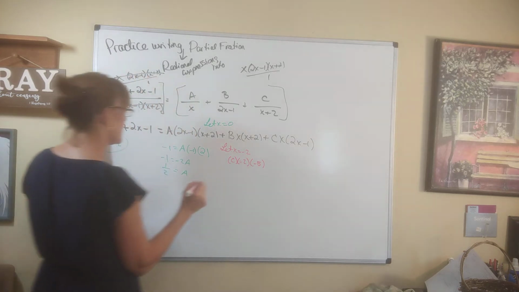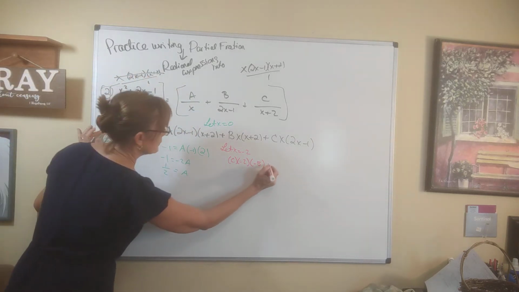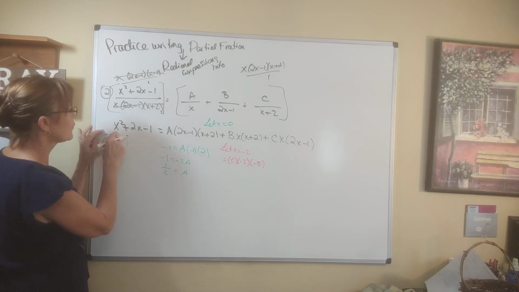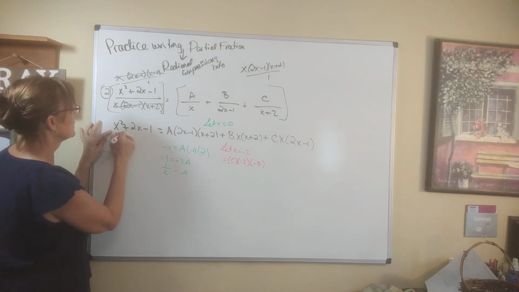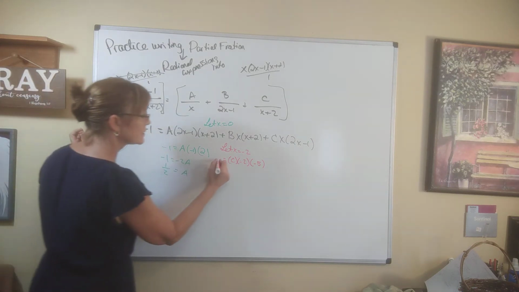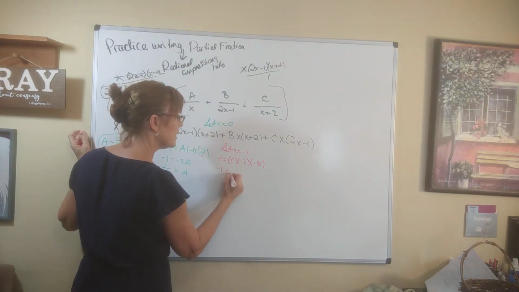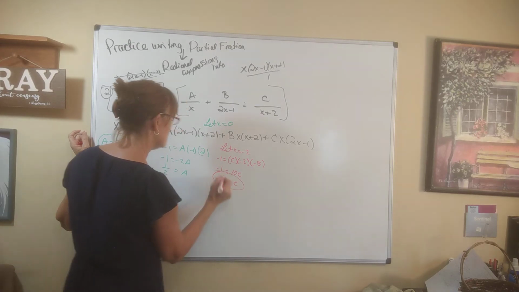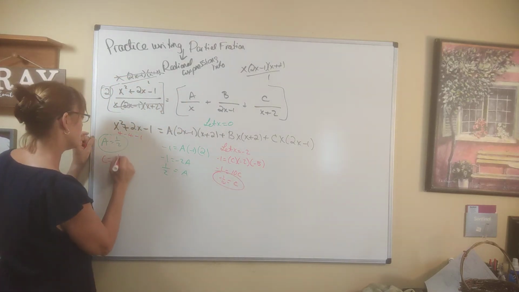And then on this side, if x is negative 2, I have negative 2 times negative 2 is 4. 2 times negative 2 is minus 4, minus 1. 4 minus 4 is 0. I get a minus 1 right here. I get negative 1 is negative 5C... so C is equal to negative 1 over 5. Okay, C is negative 1 over 5.